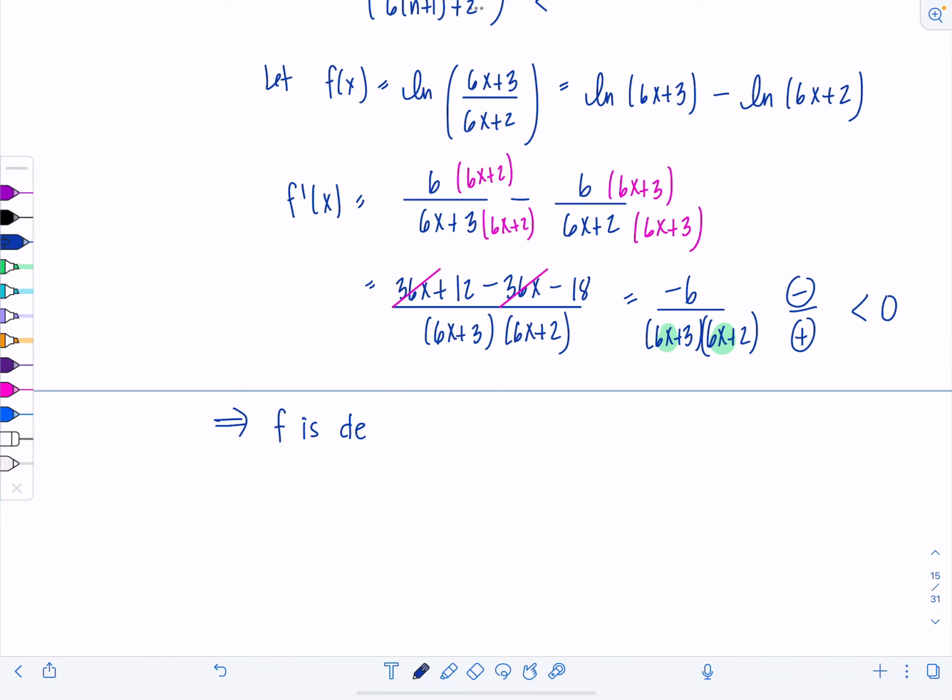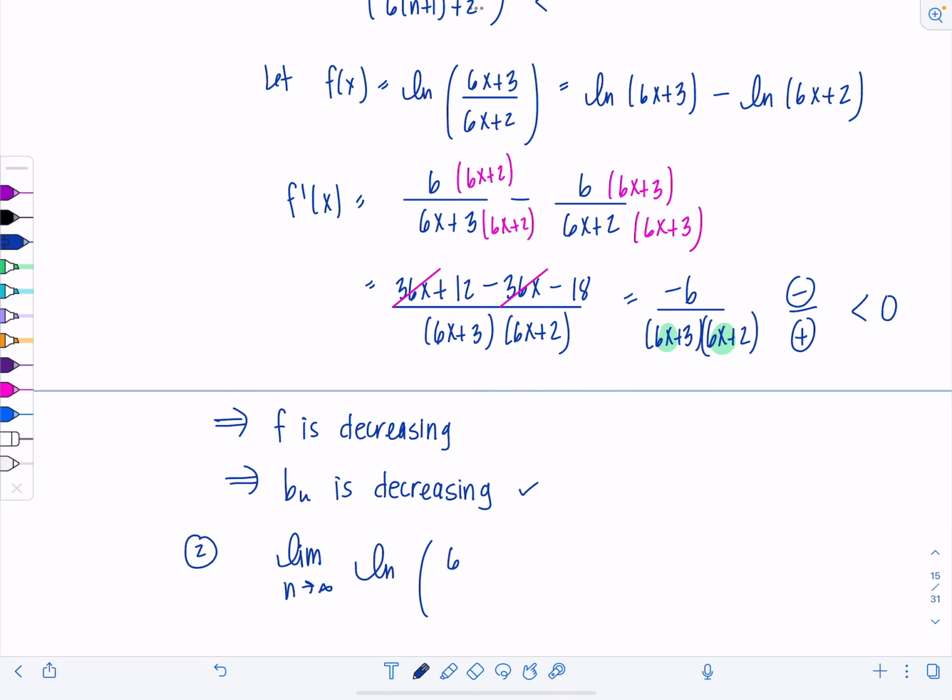Woo. Which means Bn is decreasing. Holy smokes. Okay. Second thing I have to check is the limit as n goes to infinity of Bn should be 0. So here's Bn.